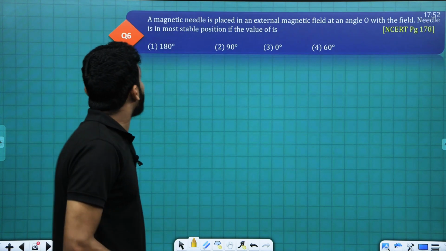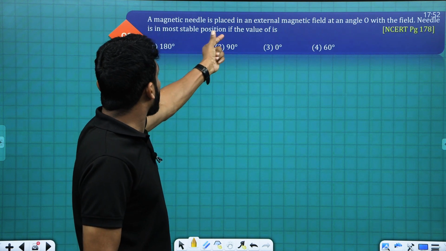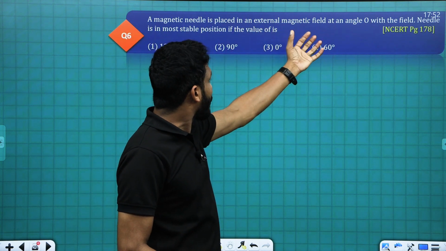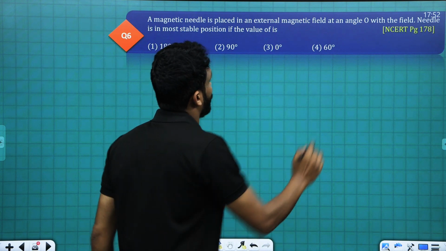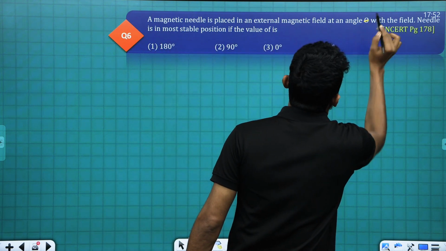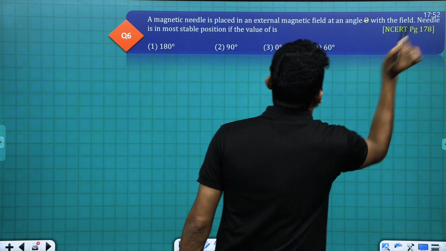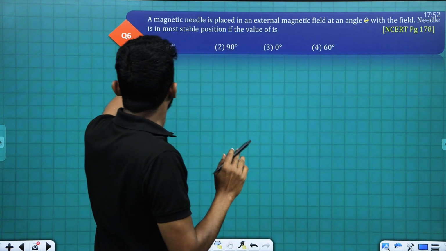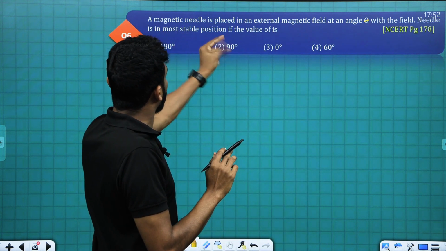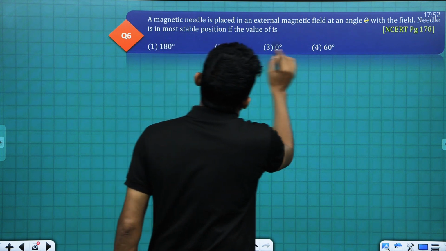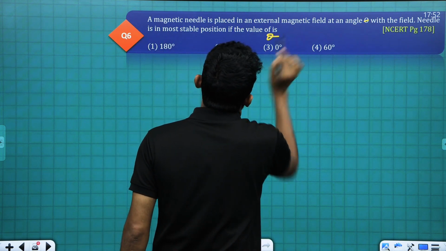Number 6. A magnetic needle is placed in an external magnetic field at an angle theta. Yes, you take this as theta, at an angle theta with the field. The needle is in the most stable position if the value of theta is dash.